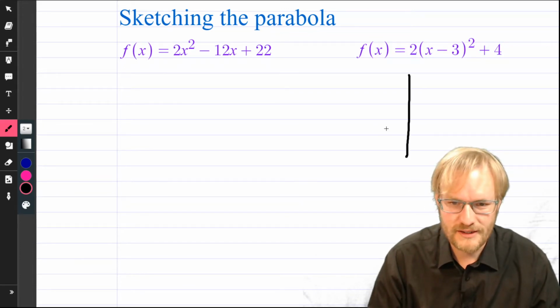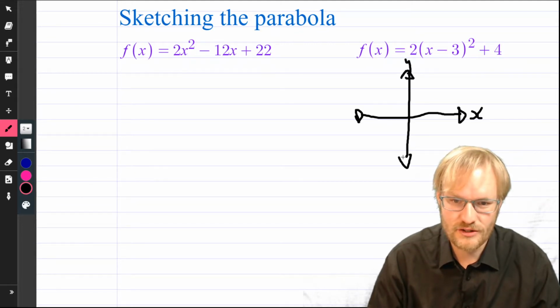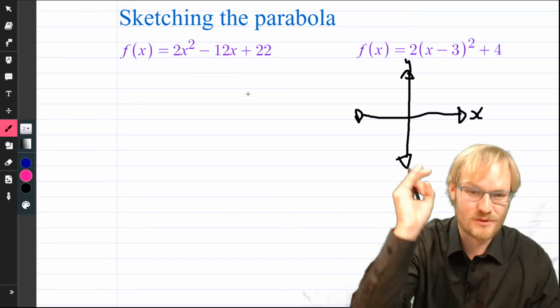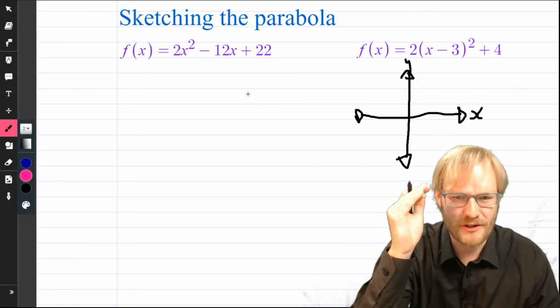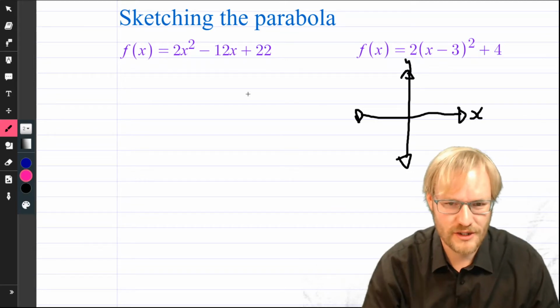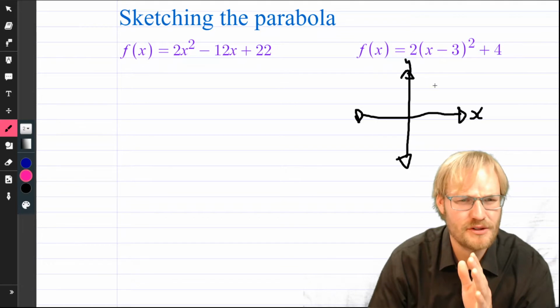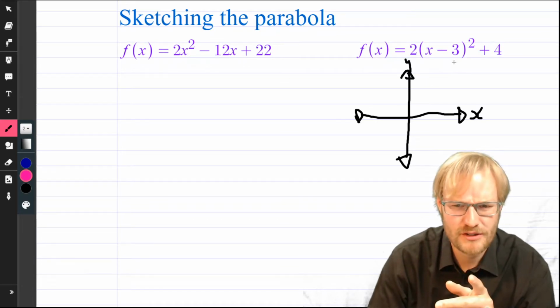So we've got our axes here ready to go, x and y, and we need to sketch this parabola and we're going to show everything about it. X-intercepts, y-intercepts, turning point, axis of symmetry. What should we start with? I'm going to go with the turning point because it's here.